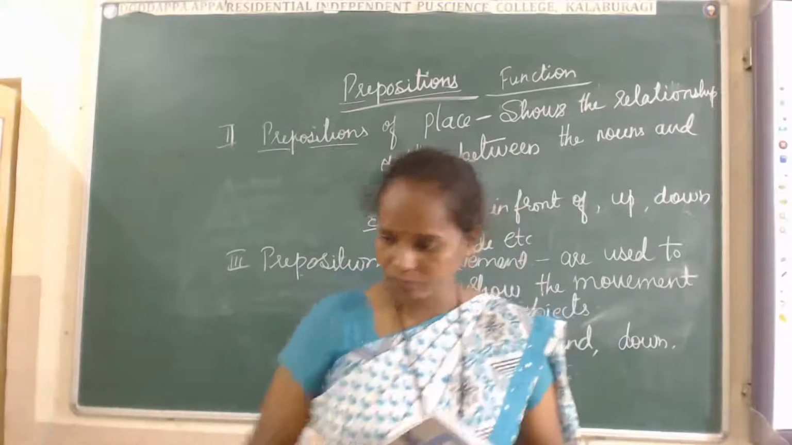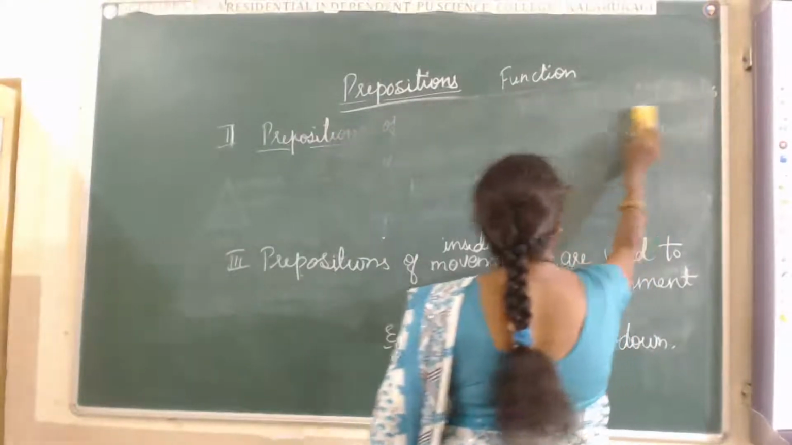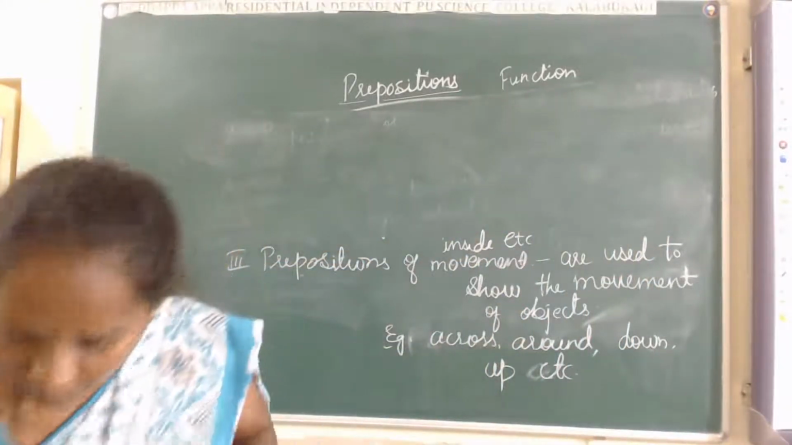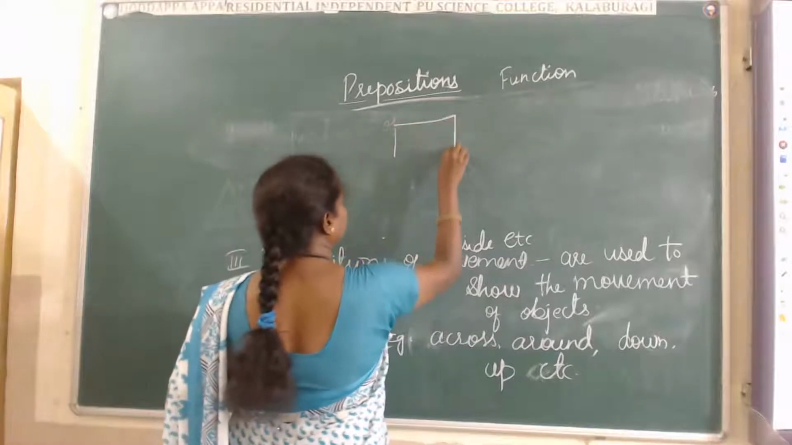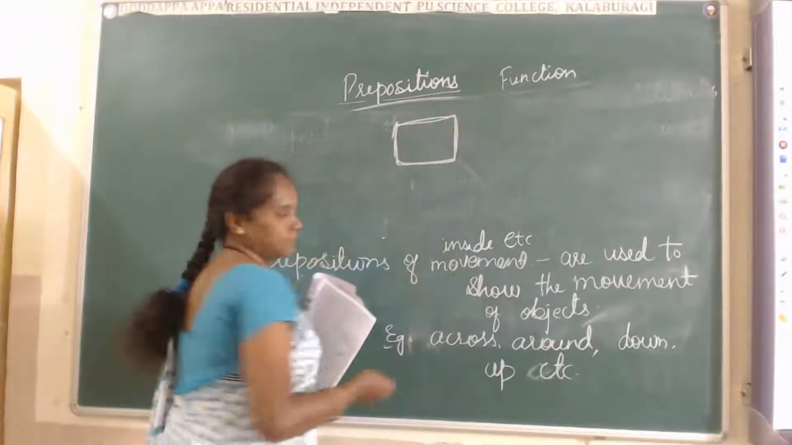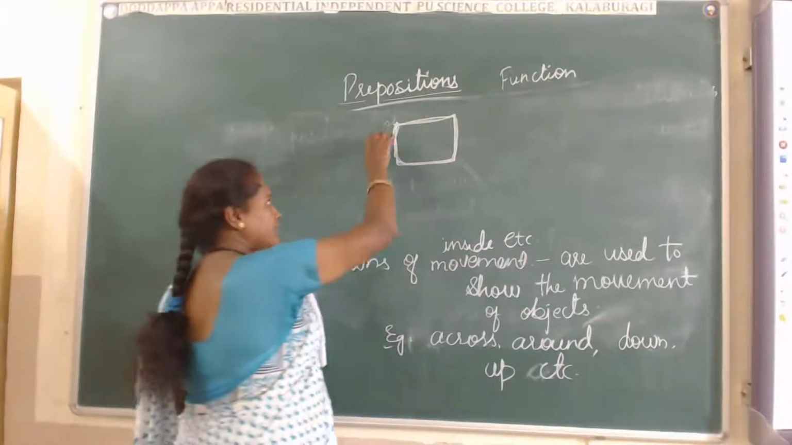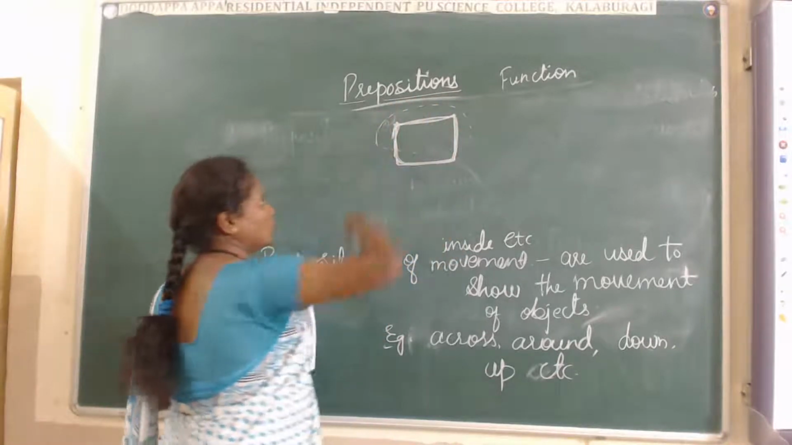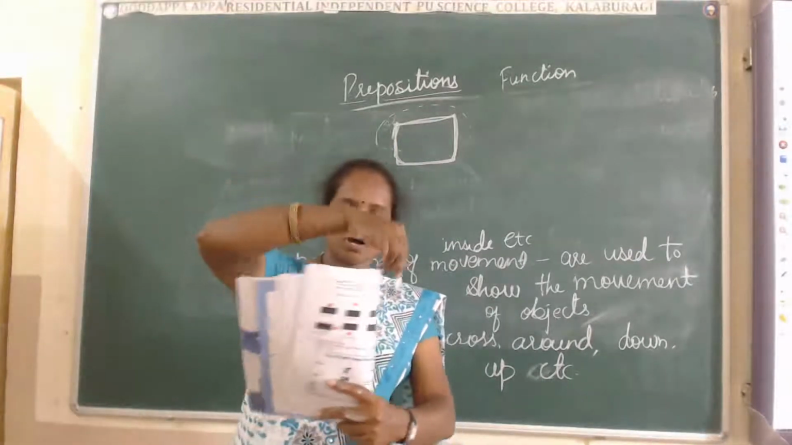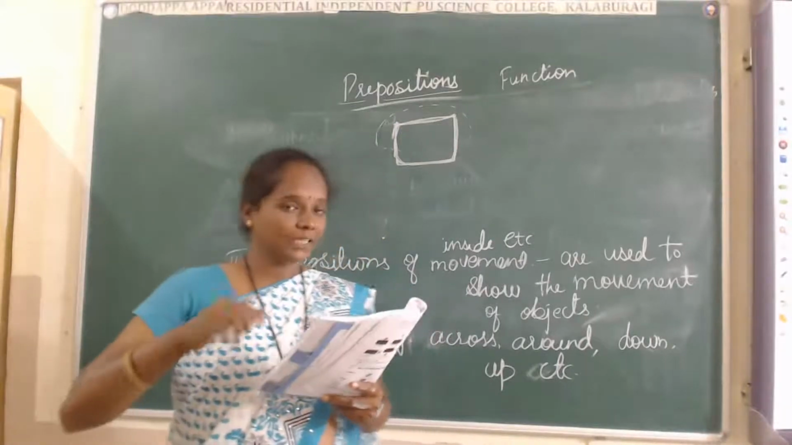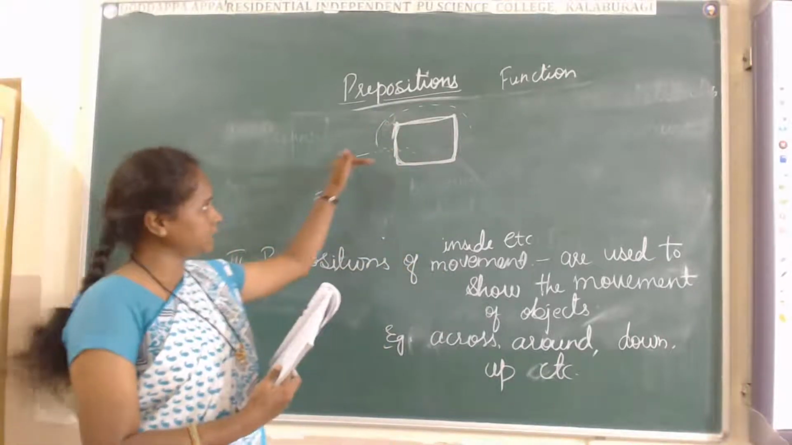So, I will show you. This is a box. What is it? It is a box. If we are going round it, what will it tell us? Around the box. See here, around the book. And if someone is entering, it is into the box. It is entering into the box.